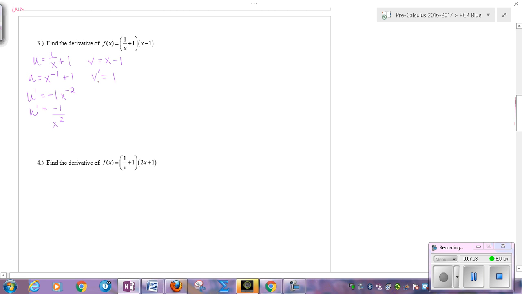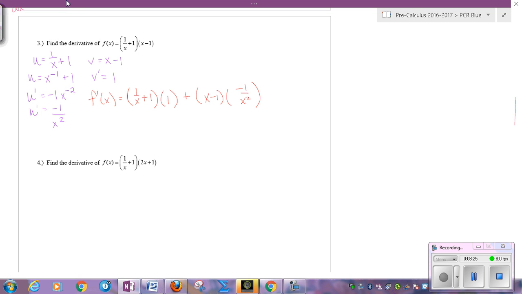So we have u times v prime. So I'm going to use the original u here. So f prime of x is 1 over x plus 1 times 1. Oh, that'll be tricky. And then we're going to do v times u prime. So we're going to take x minus 1, and then we're going to multiply it by negative 1 over x squared.